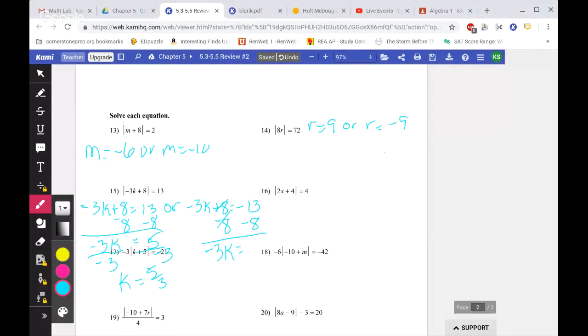So negative 3k equals negative 21. Divide both sides by negative 3. And k equals 7. So the answers here are k equals 5/3 or k equals 7.